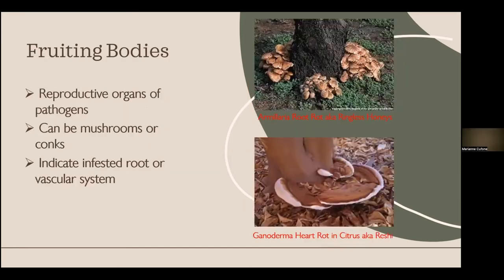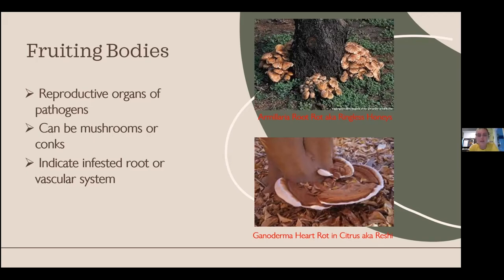Fruiting bodies go hand in hand with the mycelium, right? These are the reproductive organs of fungal pathogens. They can be mushrooms or conks, which often grow on trees. They're like woody little knobs. They indicate an infested root or vascular system. So if you see these on your trees, sometimes they're good, sometimes they're bad, mostly they're bad. I've got two of the really common ones pictured here.